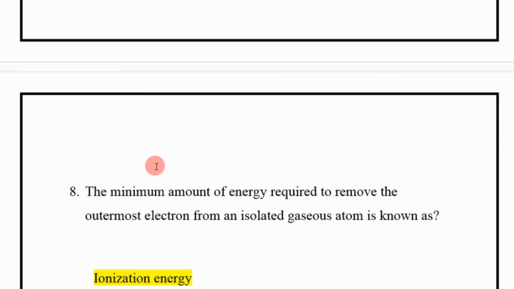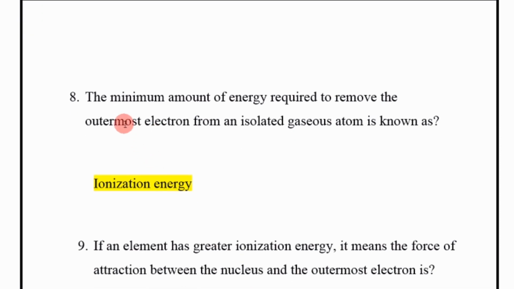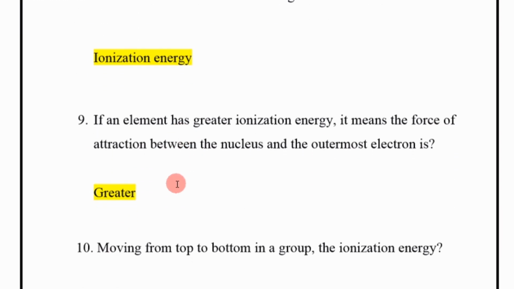Next, the minimum amount of energy required to remove the outermost electron from an isolated gaseous atom is known as ionization energy. Next, if an element has greater ionization energy, it means the force of attraction between the nucleus and the outermost electron is greater.